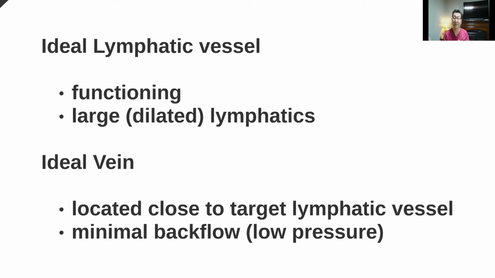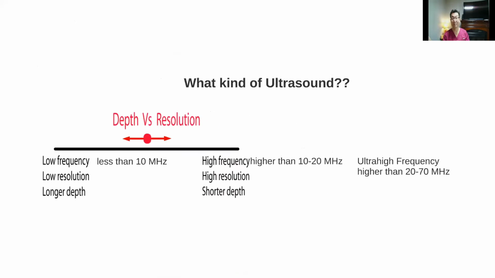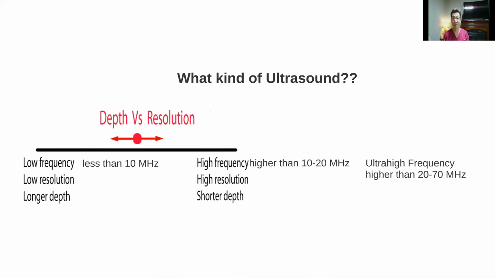If we're able to see minimal backflow, then we know that the lymphatic pressure is lower and the lymphatic flow would be more dynamic and better. So we try to find veins that have minimal backflow. Again, using the ultrasound gives you that kind of information. So the next question is, what kind of ultrasound can we use?